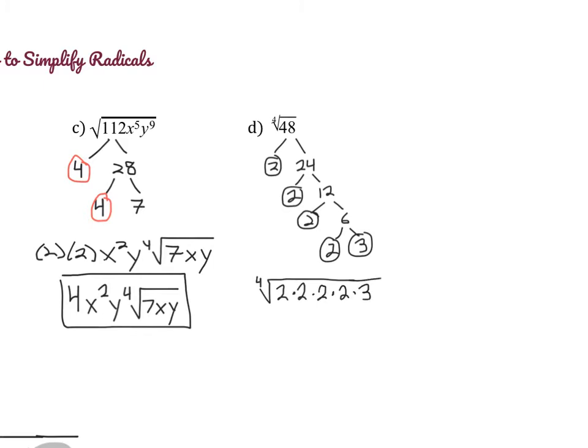This time we have a 4th root, so we're actually looking for groups of 4 to allow us to simplify. So here's a group of 4. Then that gives us 1, 2 out front. And then we just have that 3 left on the inside. So 2 times the 4th root of 3.